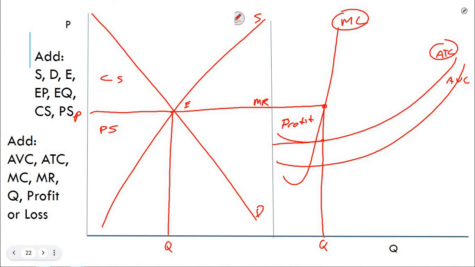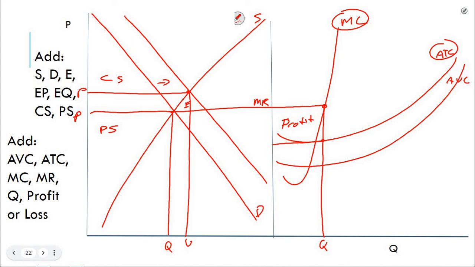Now let's show a change in either supply or demand. So if we say that demand for this product changes, this gives us a new equilibrium price and a new equilibrium quantity. Then we get a new marginal revenue, and we get more profit in this situation. So in this situation with an increase in demand, the firm's profit is now this box here, and their quantity is right there.